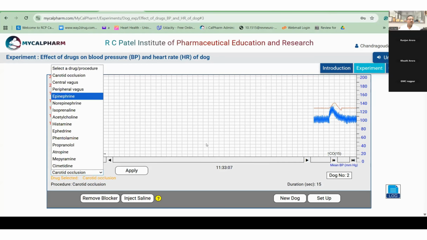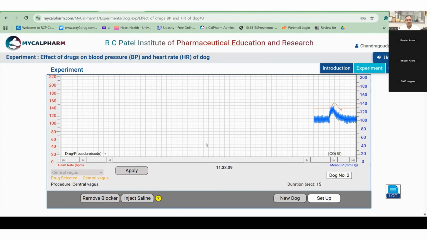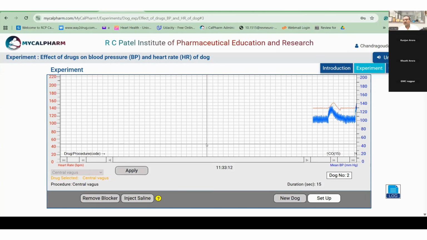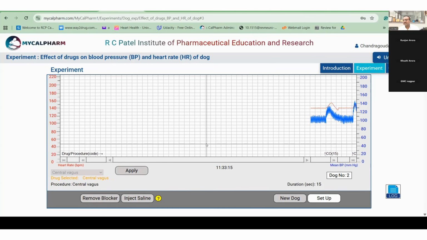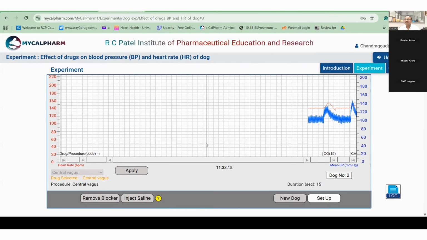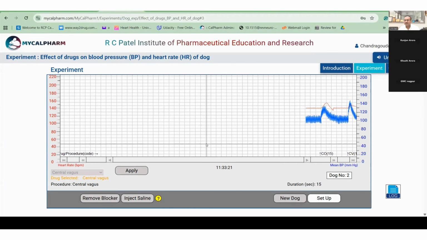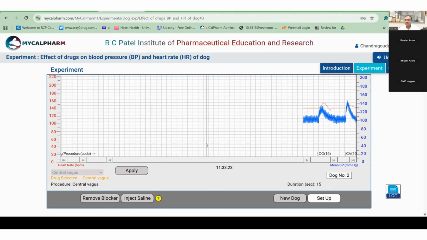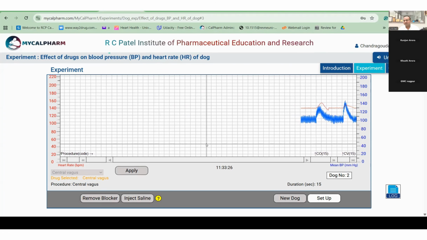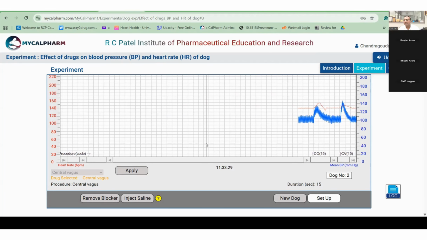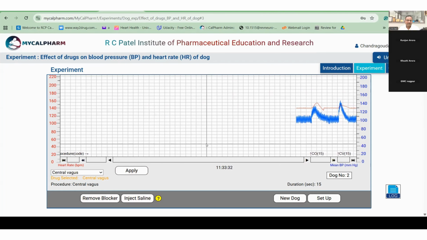Then, to tell about the effect of central vagus stimulation on this dog's blood pressure, here also we can ask our students why central vagal stimulation is increasing blood pressure rather than reducing it. This will be associated with overall activation of the sympathetic nervous system if we are electrically stimulating the central vagus nerve in this anesthetized dog. So whatever complex concepts are there in physiology or pharmacology, or their therapeutic implications, all these things have been very nicely simulated here.